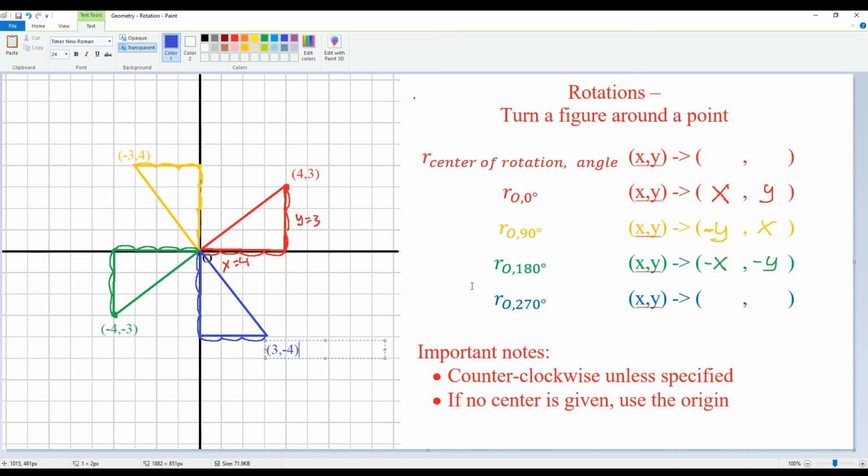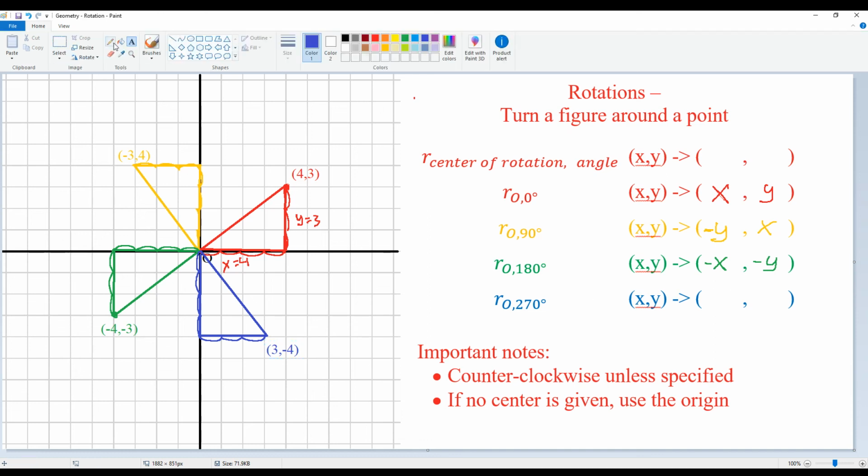So 3, remember, was my Y coordinate. So now I have Y up front, but it has the same sign. It's positive and it's still positive. And then my X goes in the back, but that one's negative.